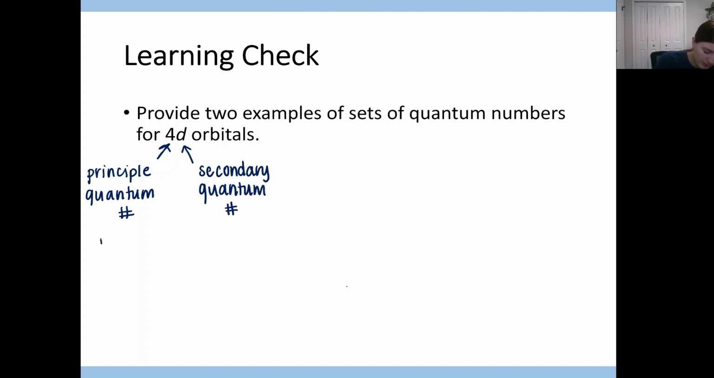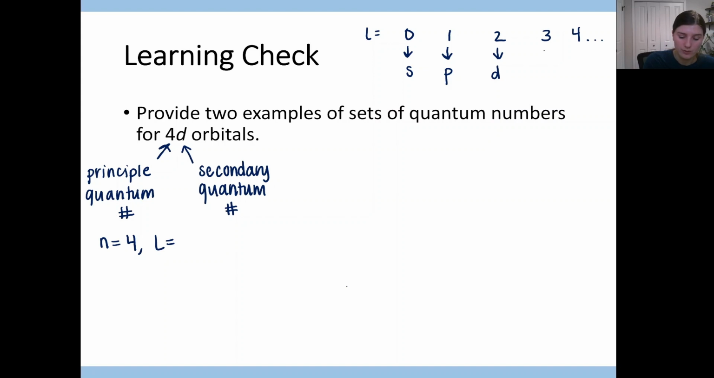So our principal quantum number n is equal to 4. For the secondary quantum number, we have to remember what the d orbital's value is. Well, l can equal 0, 1, 2, 3, 4, and so on. 0 corresponds to an s orbital, always, an l of 1 corresponds to a p orbital, an l of 2 corresponds to a d, 3 is f, and so on. So if we have a 4d orbital, that means our l value is 2.